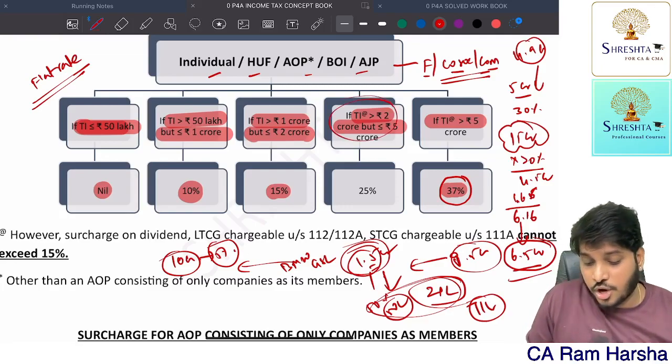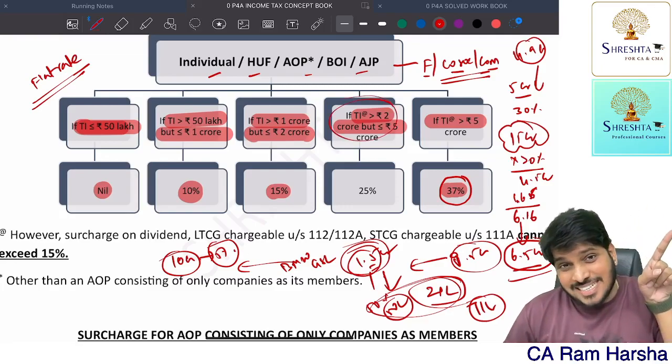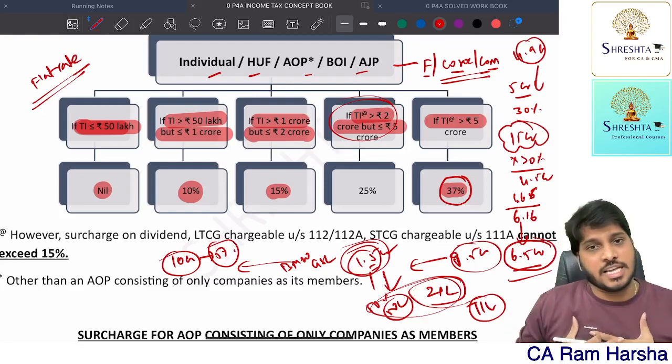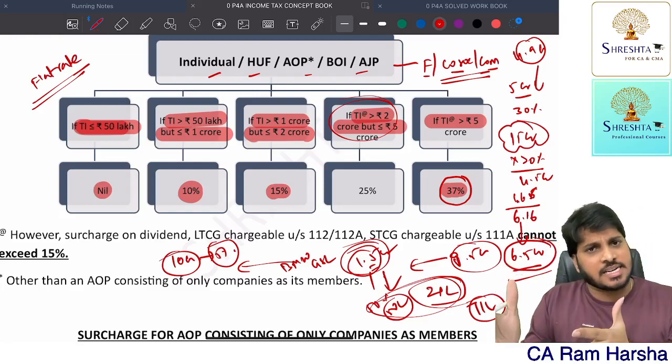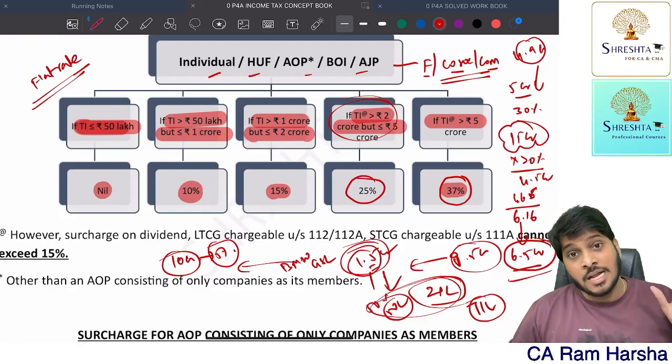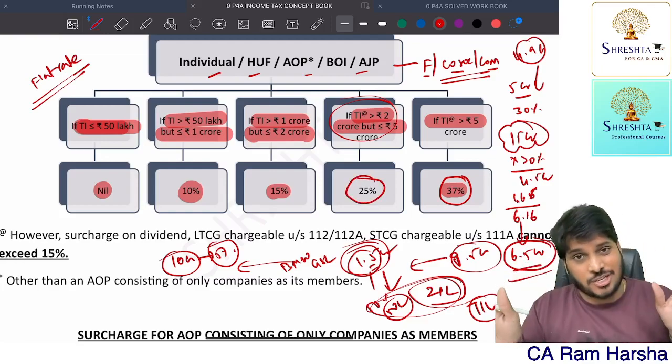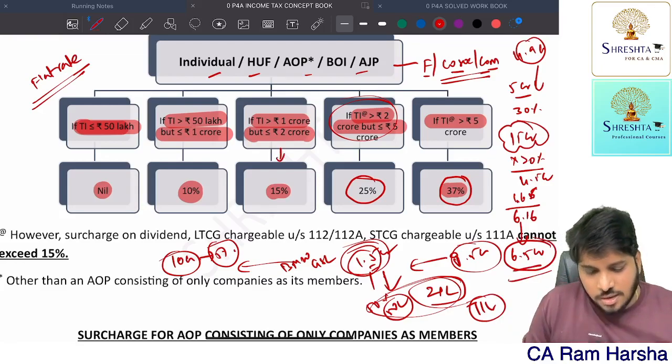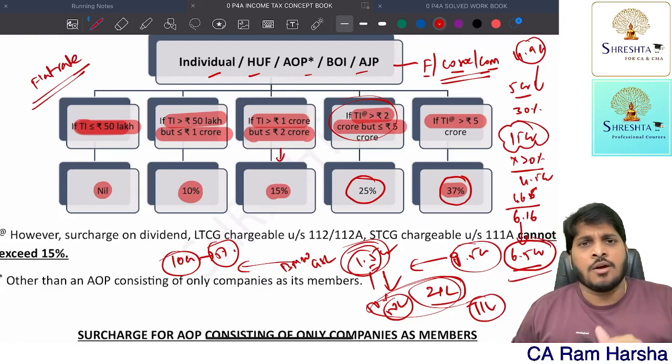Suppose my income crosses 2 crore, say 3 crore. On 3 crore, I compute basic tax, and on that I will levy a flat 25%. So surcharge is not slab based. They have just given what the rate of surcharge is. What is the rate of surcharge?